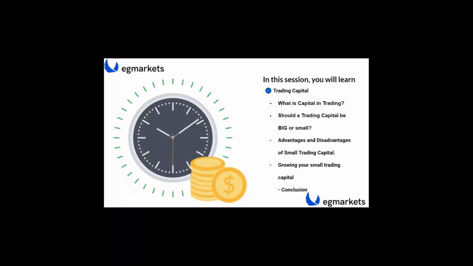If your plan was to catch 20 pips every day, because you know 20 pips is not worthwhile your time, you start aiming for 30 pips. That's greediness. You're swaying away from your goals, your profit targets. So those are the major advantages and disadvantages of a small trading capital.